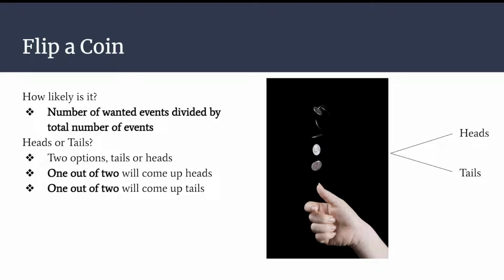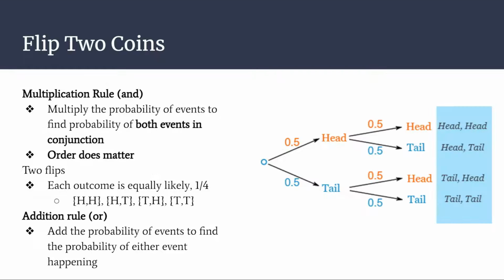Using our trusty old pal, the coin flip, as an example, there are 2 outcomes, 1 for heads and 1 for tails. If I want heads, I have a 0.5 expected probability for that specific outcome. But what if I wanted to flip heads and then flip tails? This is where the multiplication rule comes into effect.